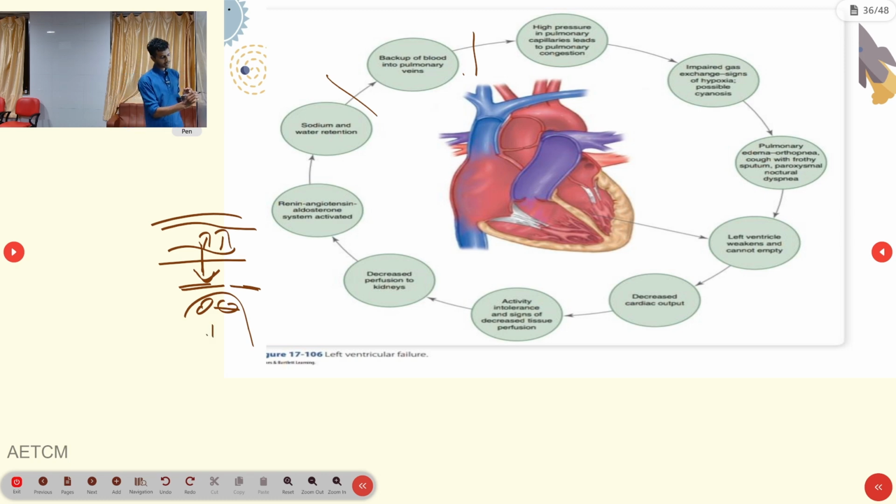So because of pulmonary edema, what will happen is that your air exchange gets impaired. Air exchange getting impaired means you will get hypoxia. Hypoxia leads to cyanosis, and then the condition will progress further, and it will cause pulmonary edema, and then orthopnea, pink frothy sputum, paroxysmal nocturnal dyspnea. So this will happen because of the left ventricular failure.